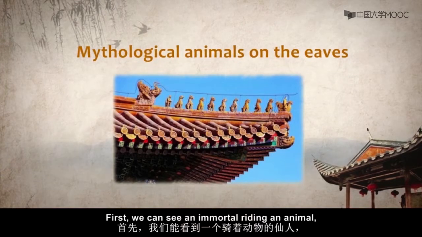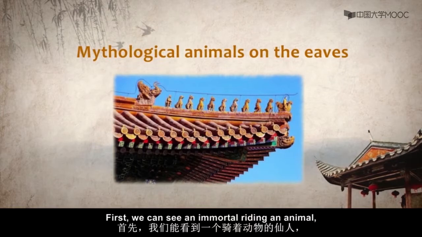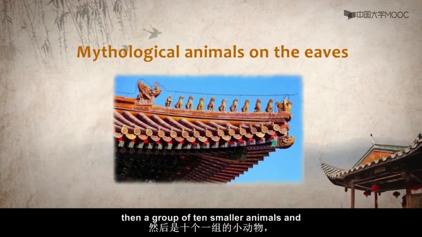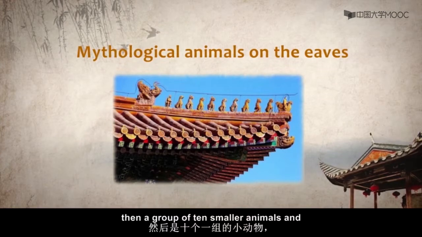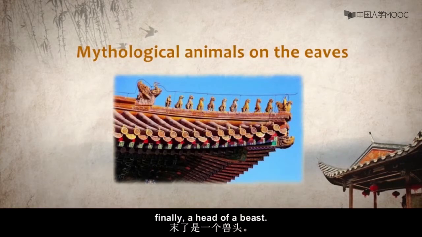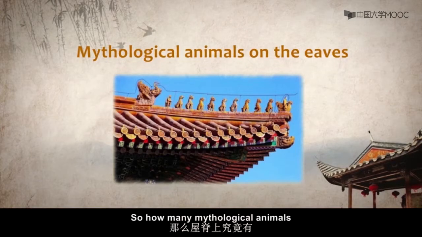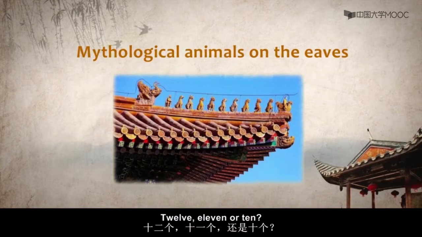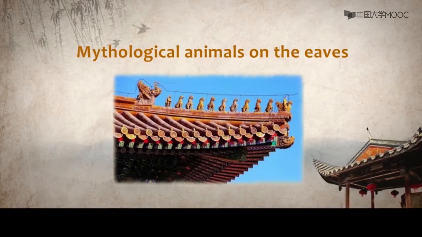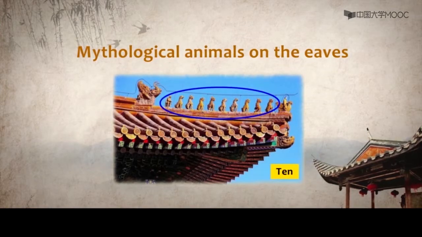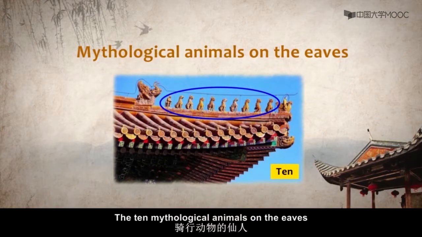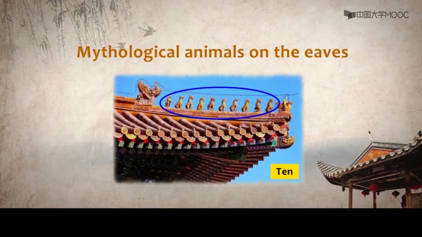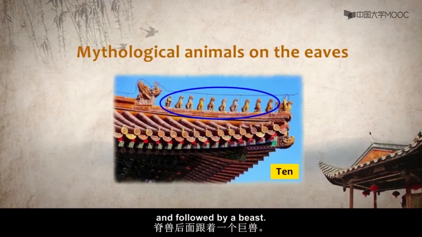First, we can see an immortal riding an animal. Then, a group of 10 smaller animals. And finally, a head of a beast. So, how many mythological animals are there on the eaves? 12, 11, or 10? Actually, 10. 10 mythological animals on the eaves were led by immortal riding an animal and followed by a beast.